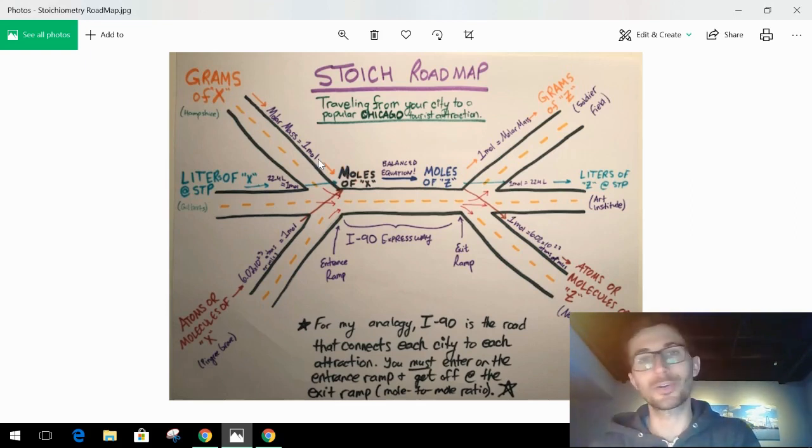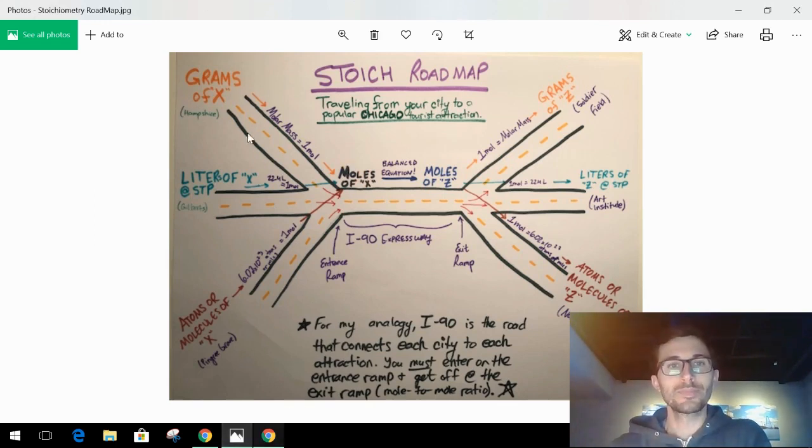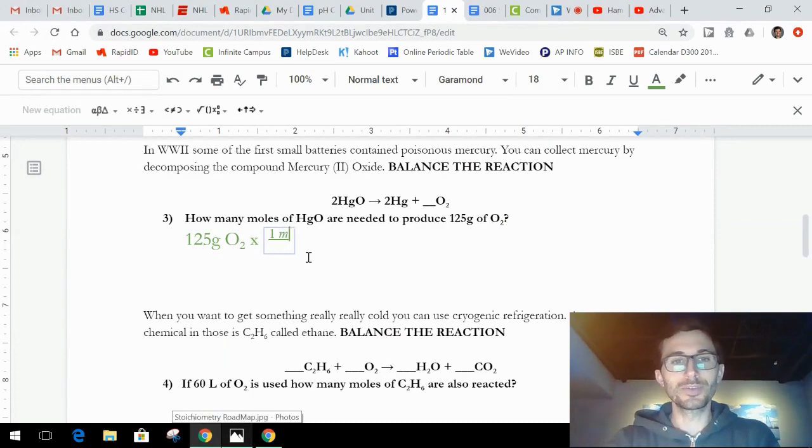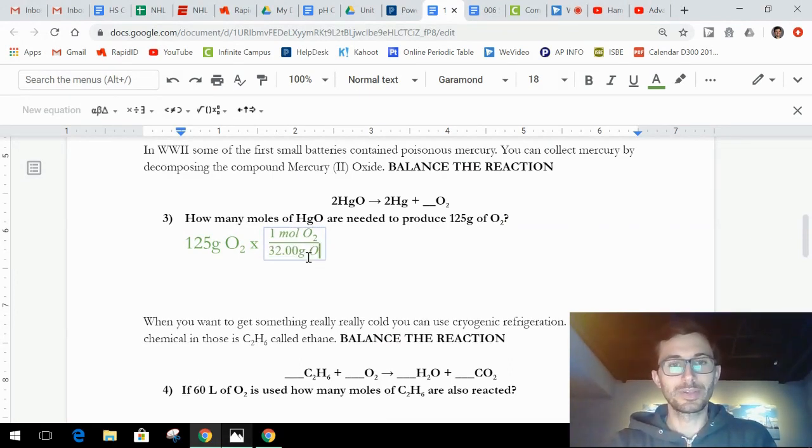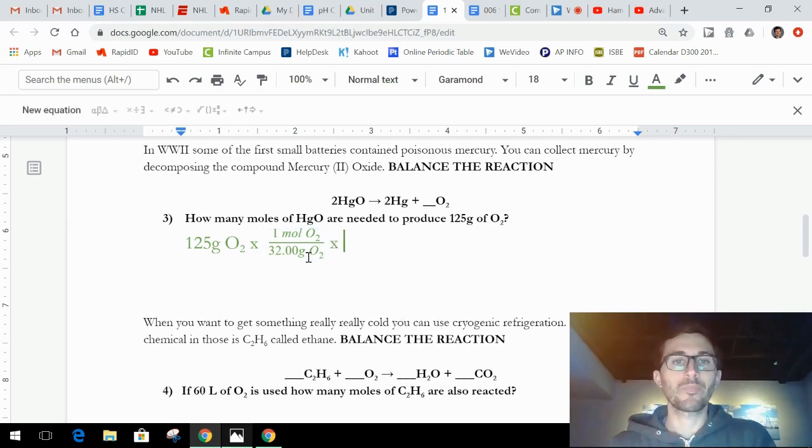So if you printed yours out or have yours on your Chromebook, please use it. I do suggest using it. So molar mass is 1 mole. That is our conversion factor. Here we go. So 1 mole of O2 is the molar mass, which is 32 grams. Again, that's found on the periodic table. So molar mass on your periodic table, okay?